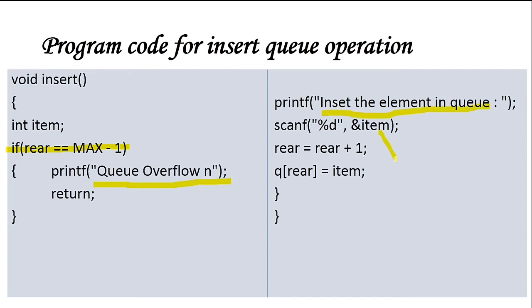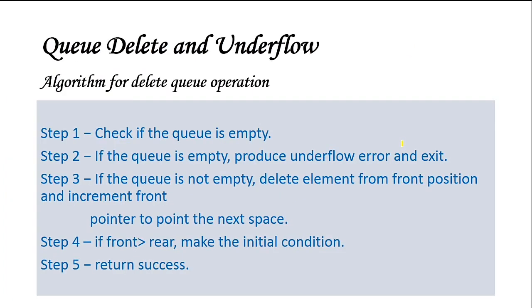You are going to read that element, then you are going to do rear is equal to rear plus 1, and insert that element into the queue of rear position. Very simple code it is. Next, let us go for deletion and underflow. This is the same as your insertion, vice versa of your insertion operation.